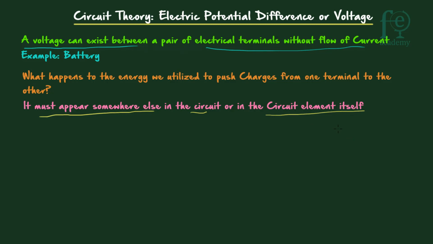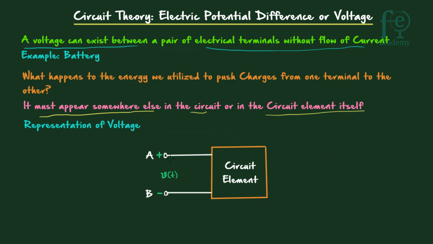The best example is a bulb. Let us say that our two-terminal device is a bulb. This is the symbol of a bulb, and this is terminal A and this is terminal B. We are applying some voltage across these terminals and pushing charges from terminal A to terminal B through this bulb. Suddenly we can see that the bulb will glow. The energy we utilize to push the charges from terminal A to terminal B is converted to light energy in the case of a bulb.